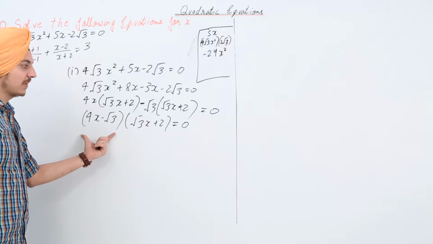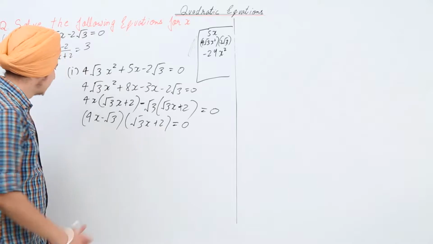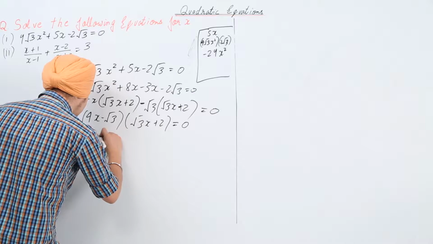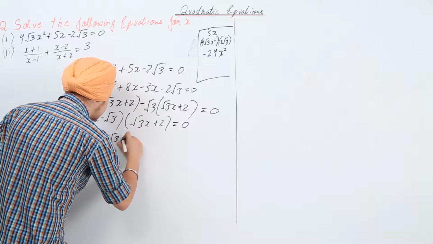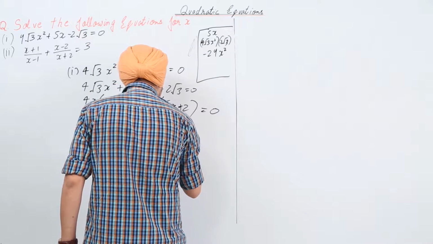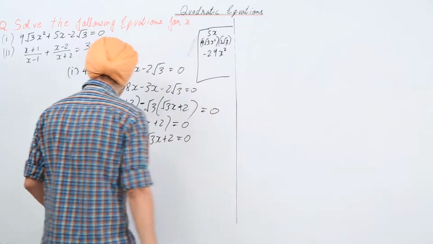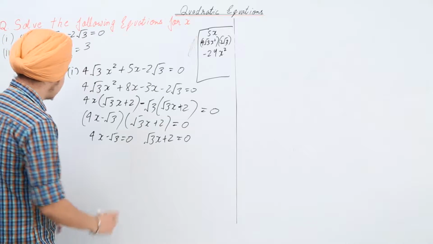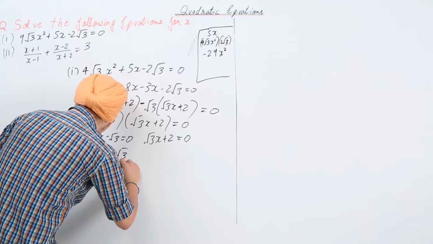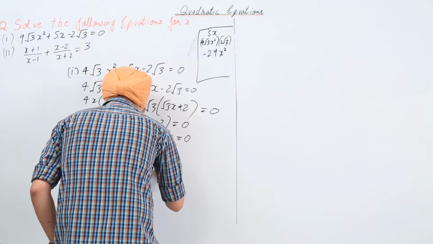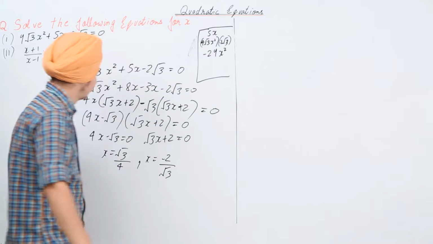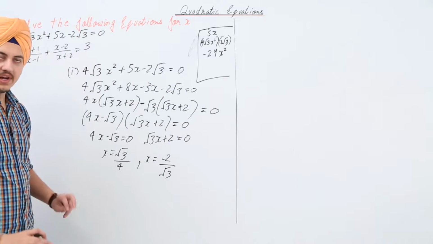So either this term can be 0 or this term can be 0. This whole term will result in 0. So we have 4x minus root 3 is equal to 0 and we have root 3x plus 2 is equal to 0. So from these two equations, the values of x are root 3 by 4 and minus 2 by root 3. Okay, clear? Very easy to understand.